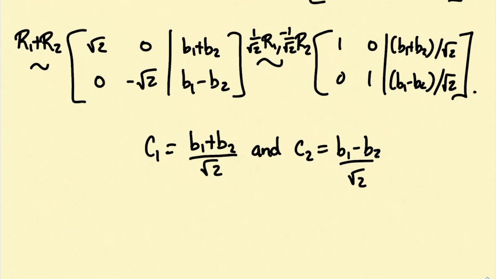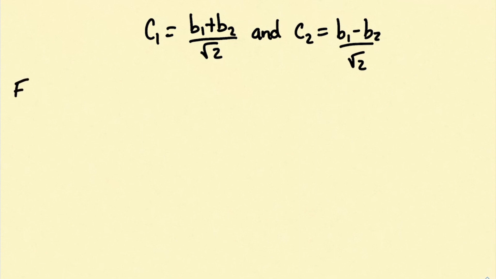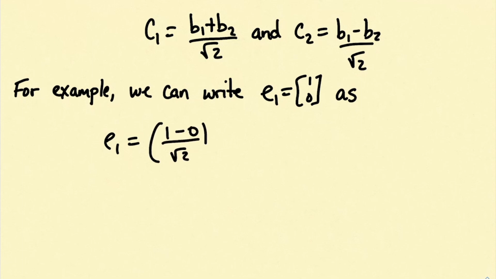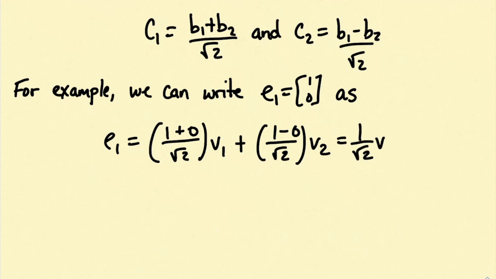So for example, if you wanted to reach the vector E1, the coordinates of E1 are 1 and 0. So we can write E1 as (1 plus 0) over root 2 times v1 plus (1 minus 0) over root 2 times v2, which is the same thing as 1 over root 2 v1 plus 1 over root 2 v2.